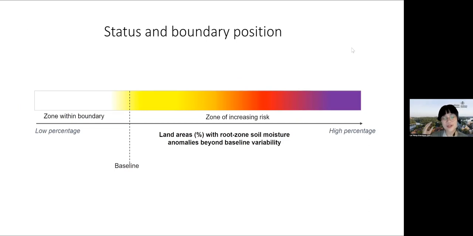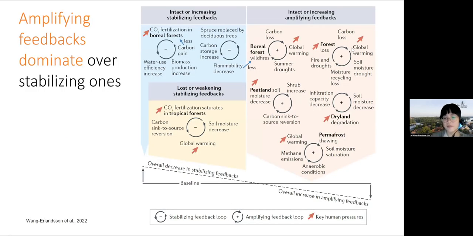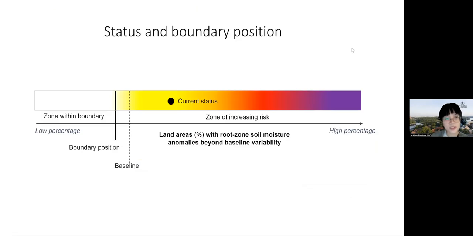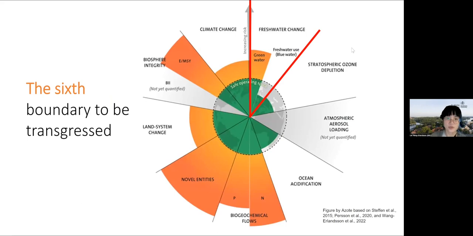So with that, we thought we were ready to make a first attempt at setting the boundary position and assessing the status of the green water planetary boundary. The baseline we knew from the data, and then we put the current status, because it was already transgressing, slightly above the baseline. And from the feedback analysis, we argued that we should precautionarily set the boundary position slightly below the baseline. And with that, it means that the planetary boundary for green water is transgressed and in the zone of increasing risk. And it is the sixth boundary to be transgressed, together with the four that were transgressed in the 2015 assessment, and the novel entities, which was assessed to be transgressed this year.